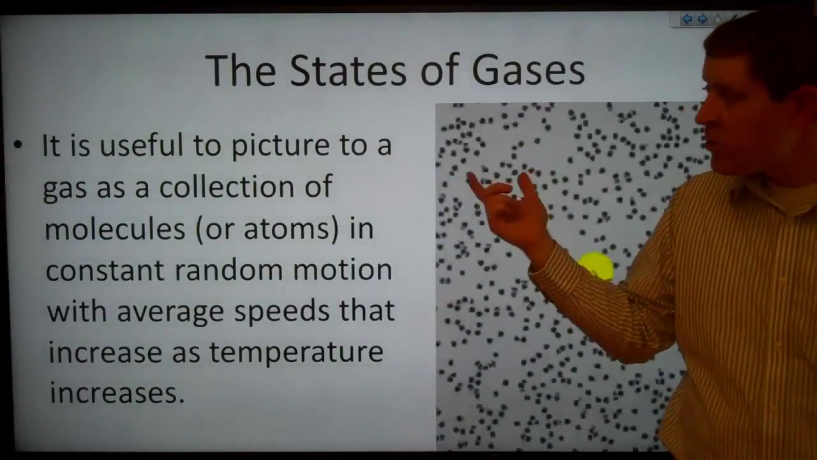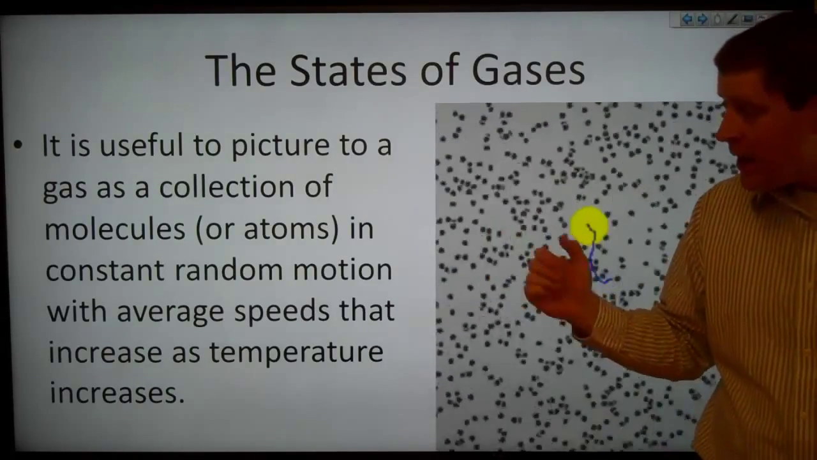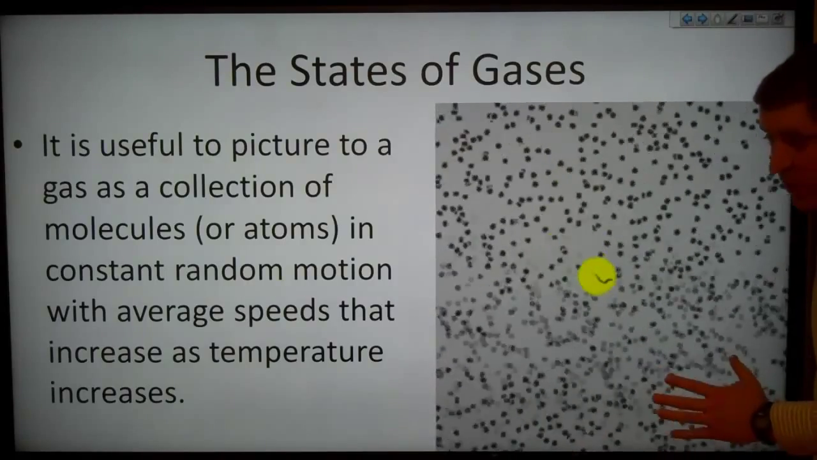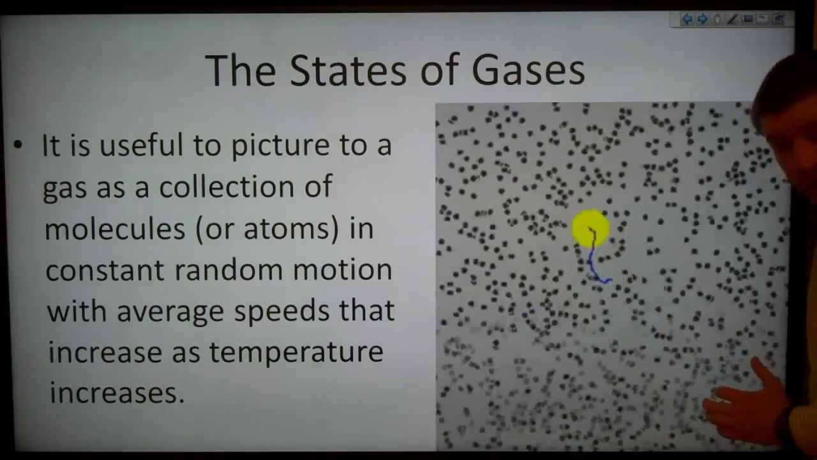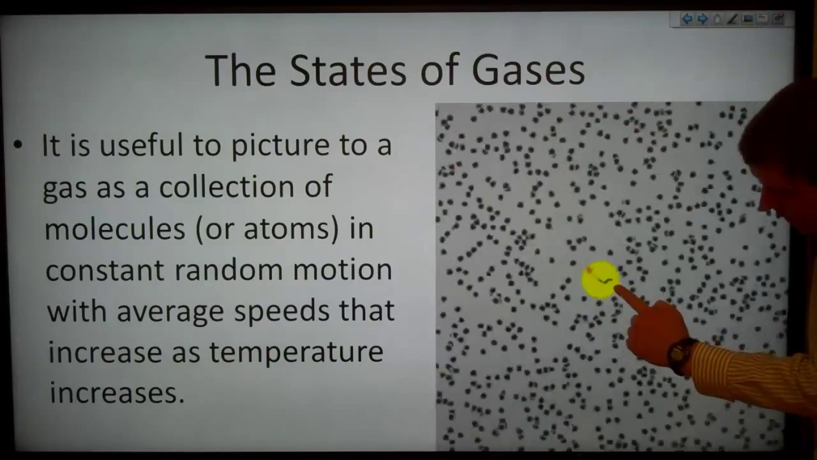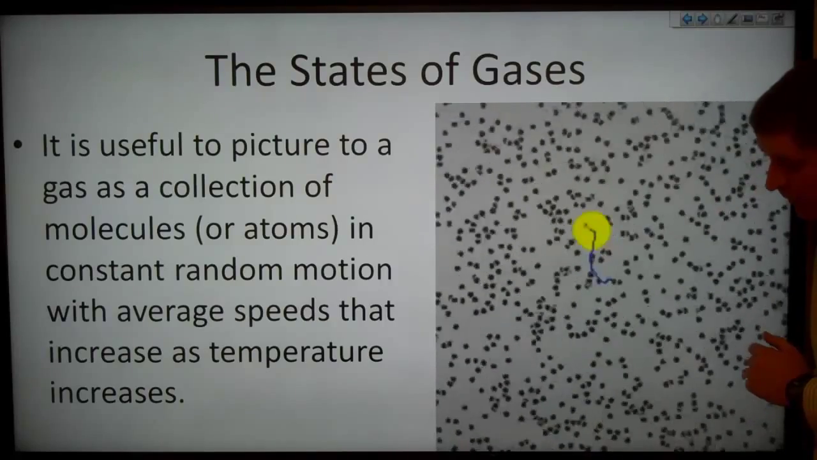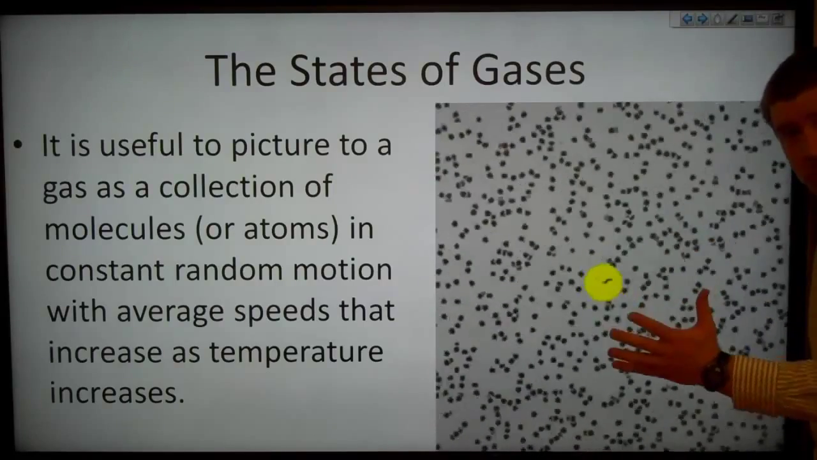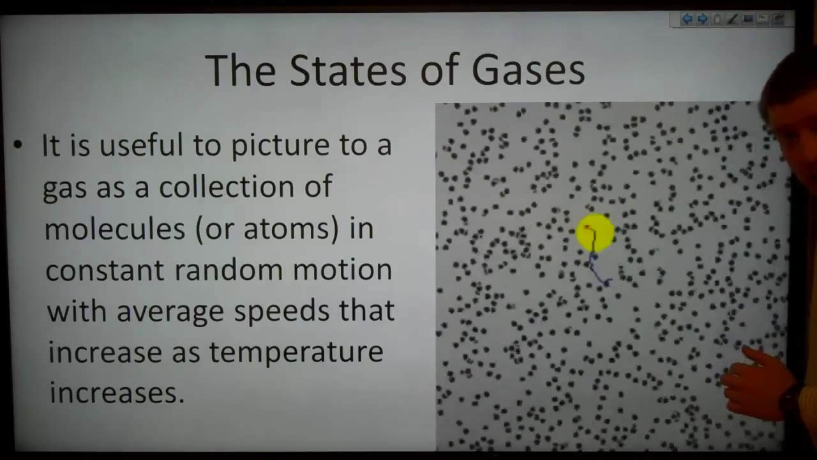So it's useful to picture a gas as a collection of molecules or atoms in constant random motion like this, with average speeds that increase as the temperature increases. And so you can see here we've got lots of different atoms or molecules bouncing around. And if we follow any particular one, it's got this random motion here. Now, it's not just changing direction willy-nilly, it's only changing direction when it collides with another molecule.